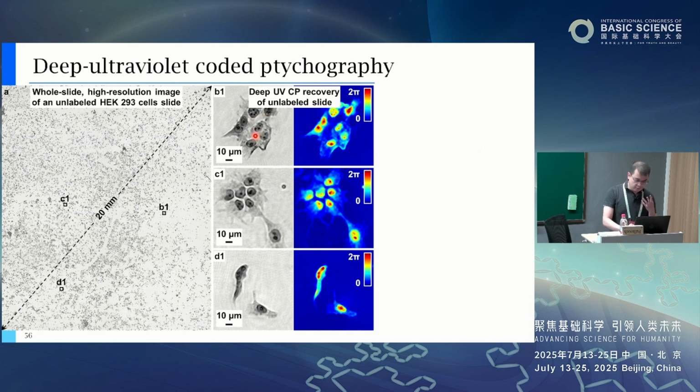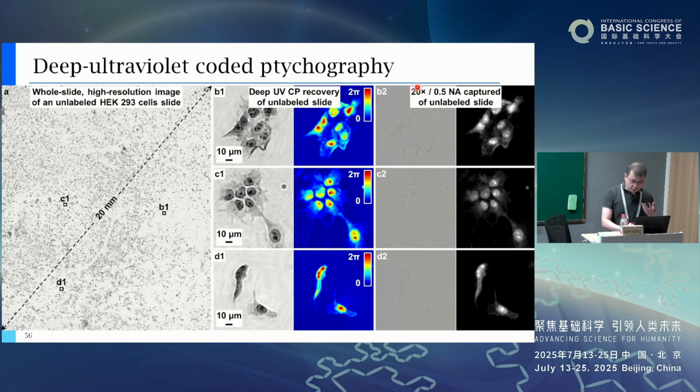Again, the reason is that the cell, the DNA, will absorb this deep UV light. For a conventional microscope, you can see that the samples are transparent because the visible light cannot be absorbed by the DNA structure. We also compare with the labeled fluorescence image, and you can see the correlations between them.